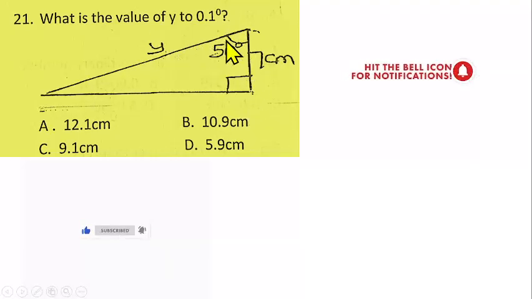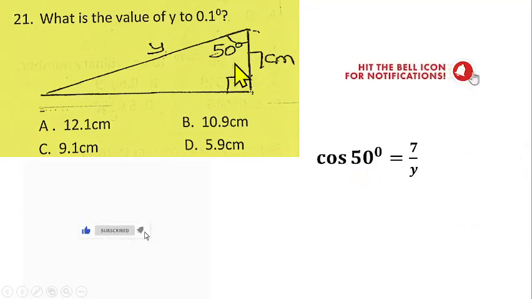There is a relation between this angle 50 degrees, this side we are looking for, which is the hypotenuse, and this side, which is adjacent to the angle 50. That should be adjacent over hypotenuse, which will be cos. So cos 50, cos of this angle, will be the adjacent over the hypotenuse, which is 7 over y.